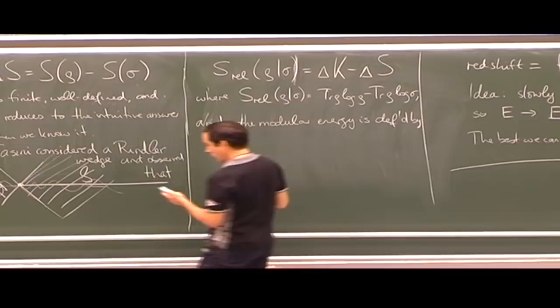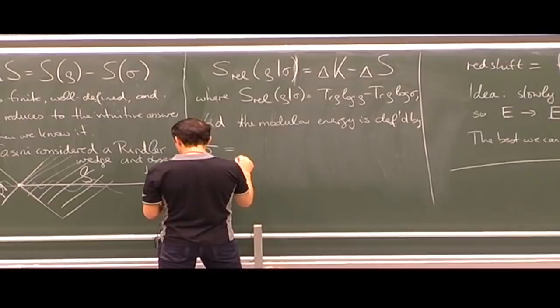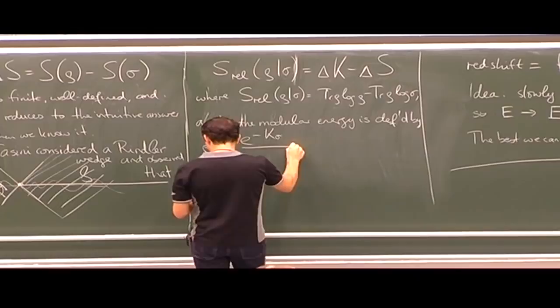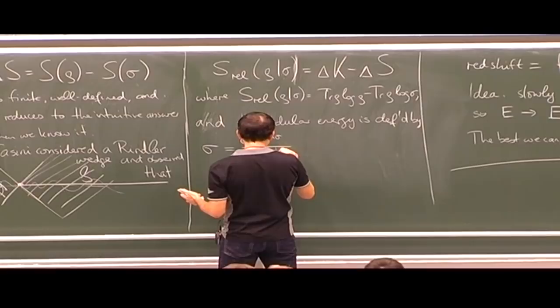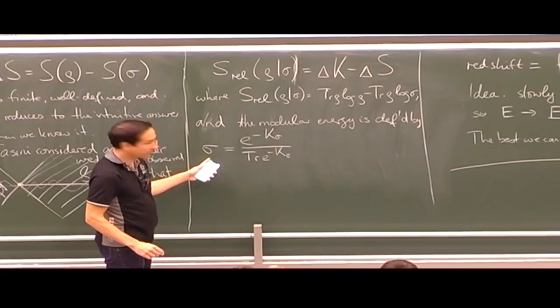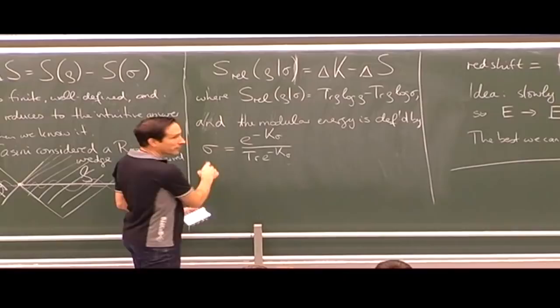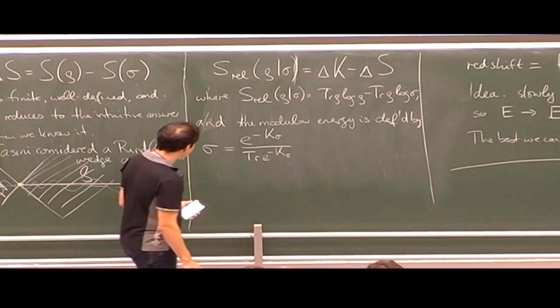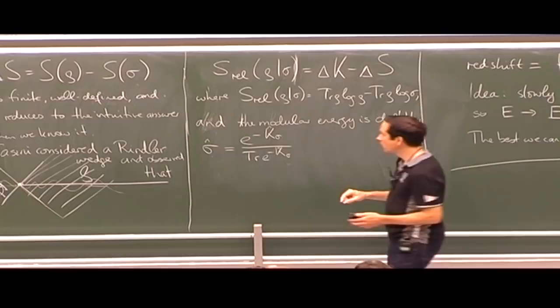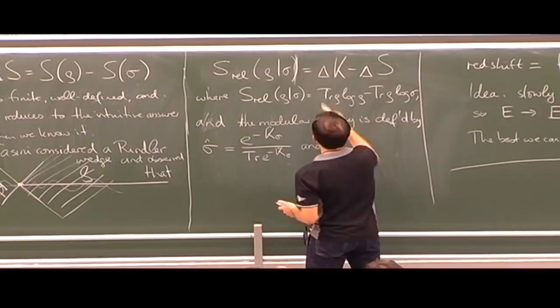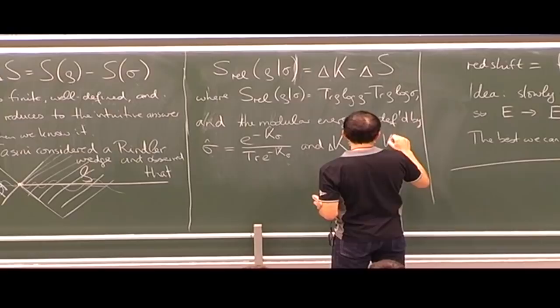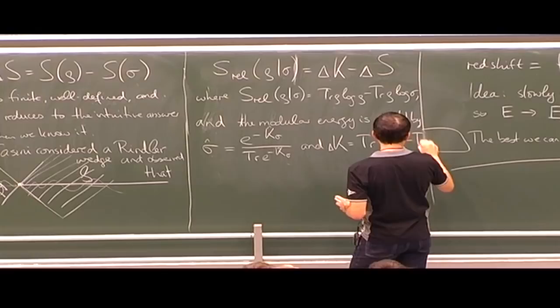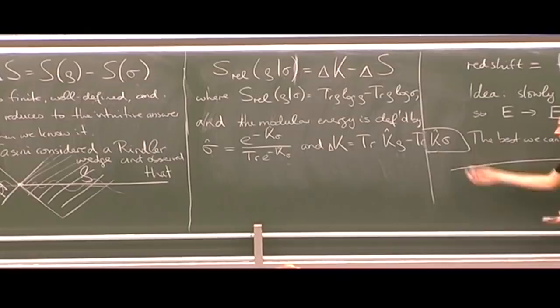And this modular Hamiltonian operator is defined as e to the minus k sigma over trace e to the minus k sigma. That has to give you the vacuum. So it's kind of the log of the vacuum, if you want. This has to be there so that this is a density operator whose trace is 1. This is an operator equation, I should emphasize. And then what I meant by delta k here is just the trace of k rho minus the trace of k sigma. So it's kind of a vacuum subtracted modular energy.